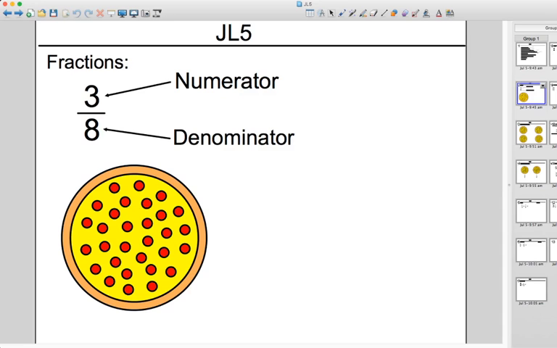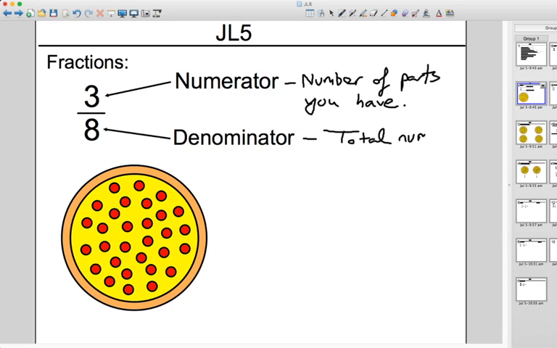The numerator is what we call the number on the top of a fraction, and the denominator is what we call the number on the bottom of a fraction. The numerator is the number of parts you have, and the denominator is the total number of parts.